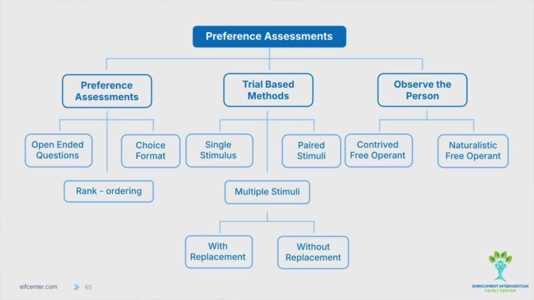Now we're going to go into the far right, which is to observe the individual. Basically, you want to run a bunch of naturalistic opportunities to see what the child gravitates towards. Sometimes the learner will just tell you, I want to go outside, or I want to play with a peer. So those are essentially what a preference assessment is. You're using those as a reinforcer.